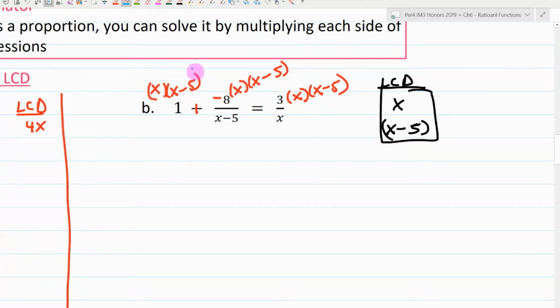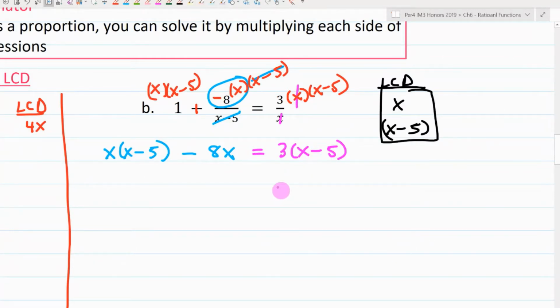All right, nothing cancels here. So the first term, I get x times x minus 5. The reason nothing cancels is because there's no denominator. Next, the x minus 5 will cancel, so I'm left with minus 8x for the second term. And for the last one, the x cancels, so I'm left with a 3 and an x minus 5. You need to make sure you can read your writing so that you know kind of everything that's left.